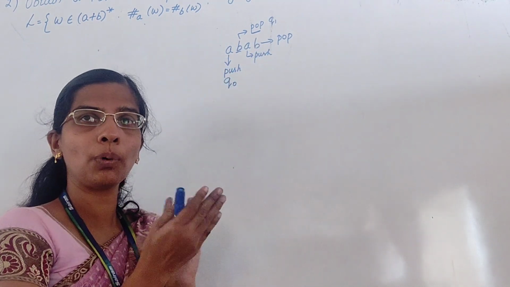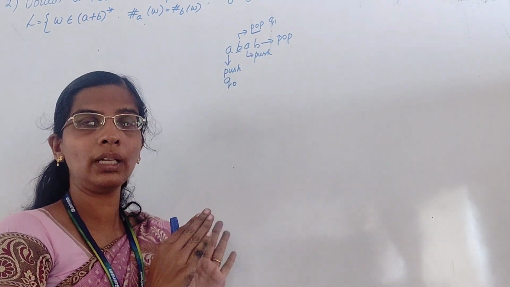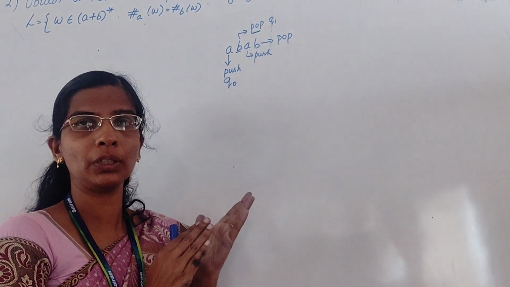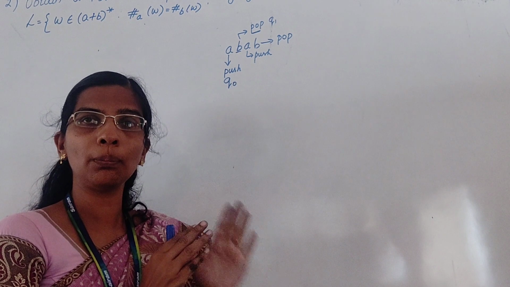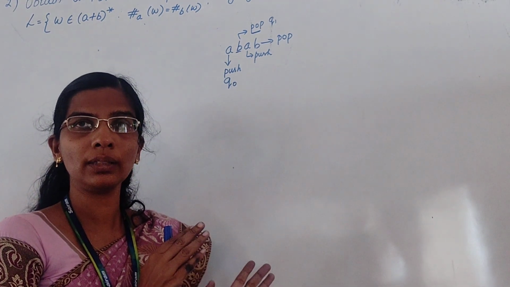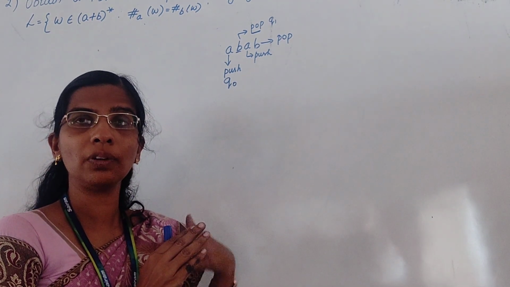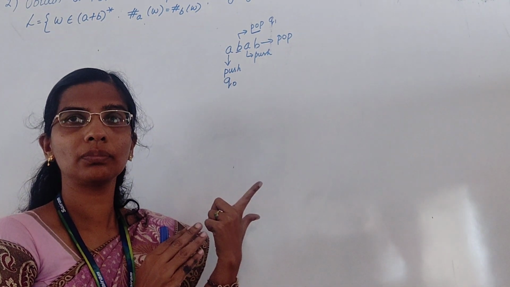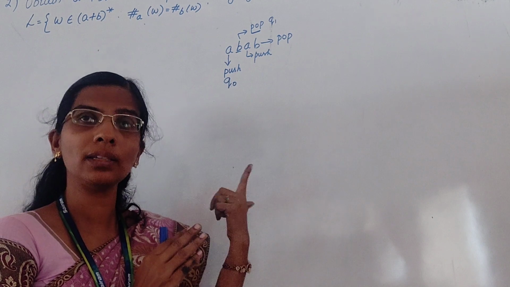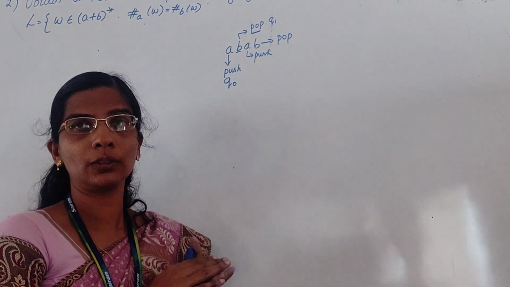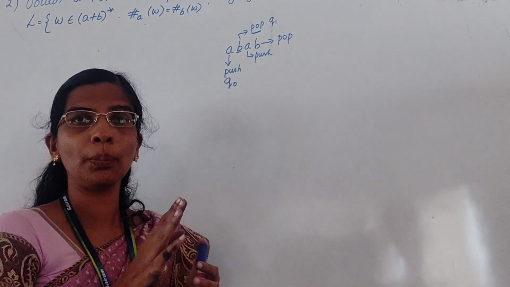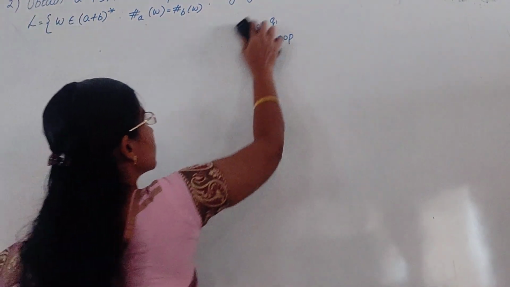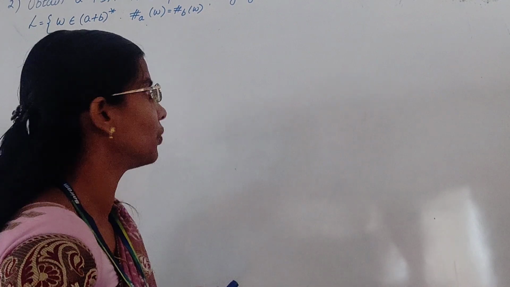Since your push and pop operations come alternately, you cannot make a state change for the pop operation. So both push and pop I do with the Q0 state, and I make a state change only when I reach my final state at the end. Here both the operations I do with the same state. So we'll start.